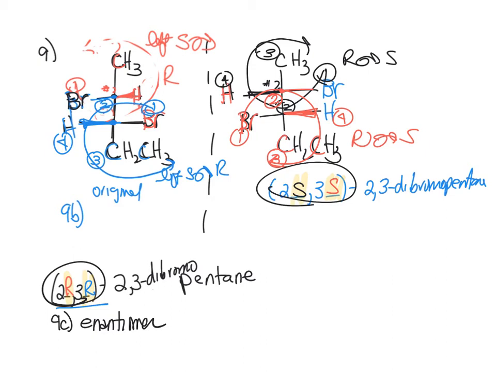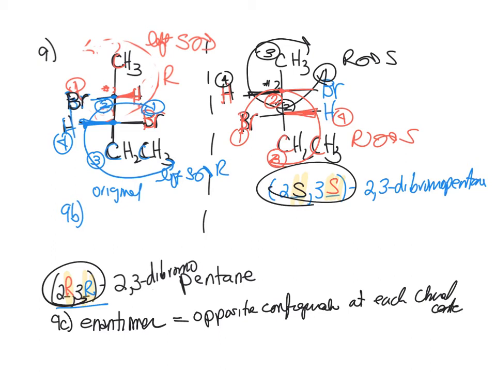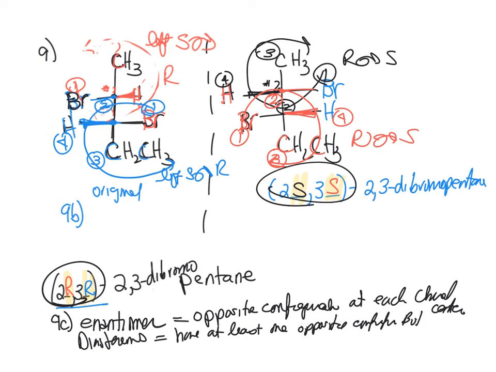So once your group has reached an agreement on the above questions, describe how using the absolute configuration helps to determine the types of stereoisomers. Okay, I put enantiomers have the opposite configuration at each chiral center. Diastereomers have at least one opposite configuration, but not all are opposite. Okay. All right, now we're on question number 10.